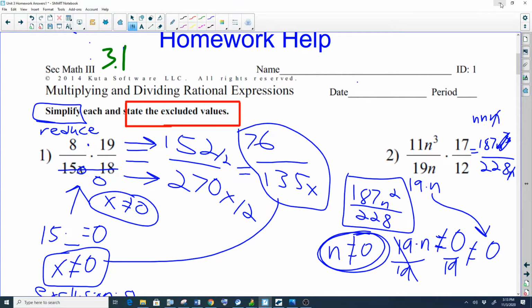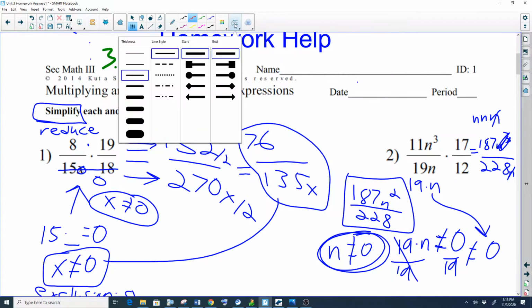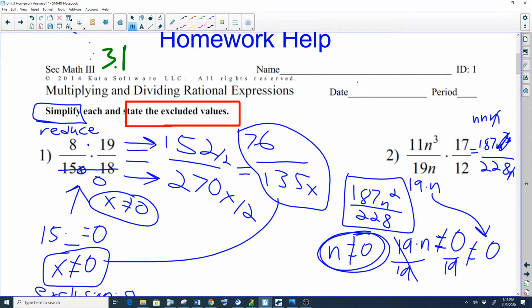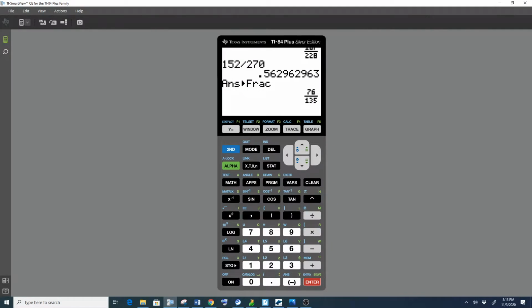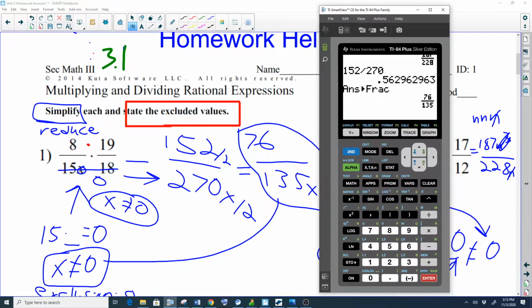The first 4 problems are a little bit different than the rest of the assignment. They are just going to use multiplication, just multiplying straight across. So basically, like number 1, you're going to take 8 times 19. You can use your calculator if you need to. 8 times 19 is 152.